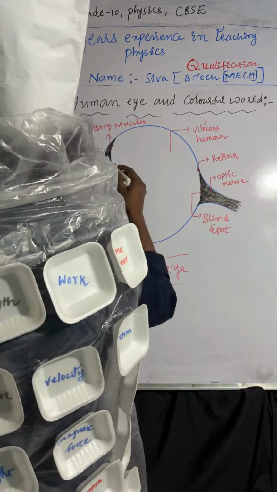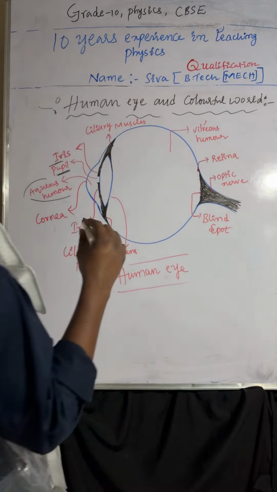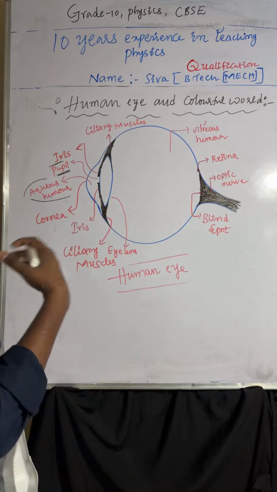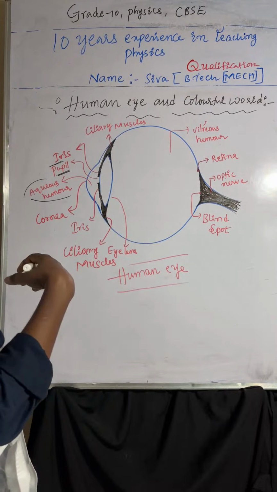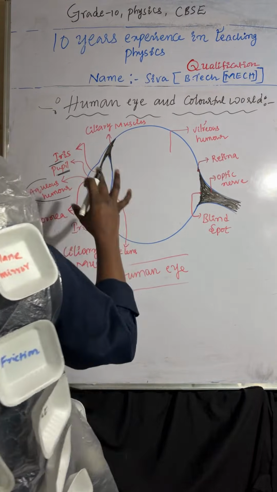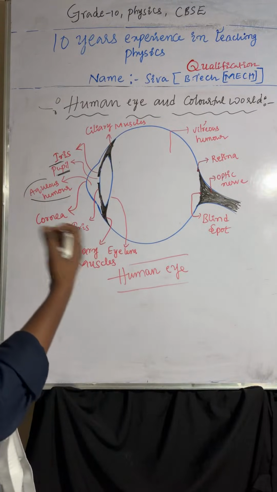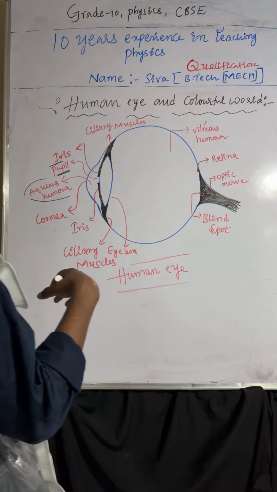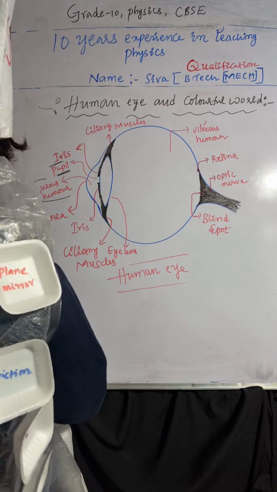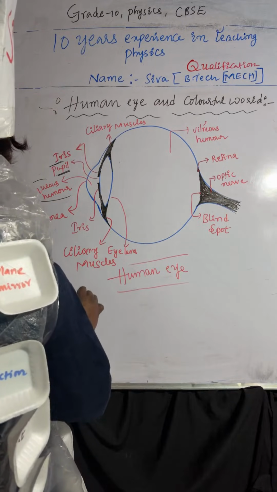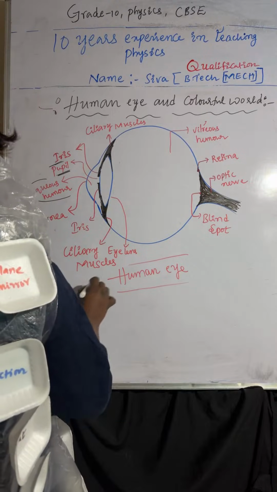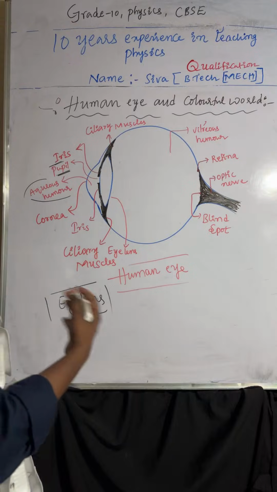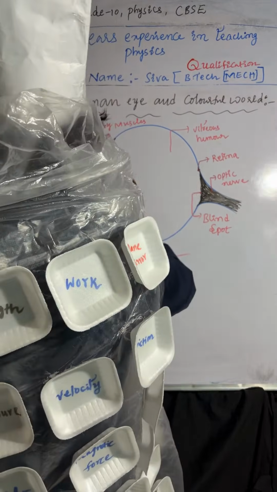And coming to the ciliary muscles. When you want to see a nearby object as well as a far distance object, these ciliary muscles will adjust the curvature of the eye lens so that both nearby and far distance objects can be seen. And coming to the eye lens, it is a convex lens, the crystalline lens. Whenever light rays are incident on it, it converges the light rays and makes them fall on the retina. And the vitreous humor is a jelly type liquid present between the eye lens and the retina.